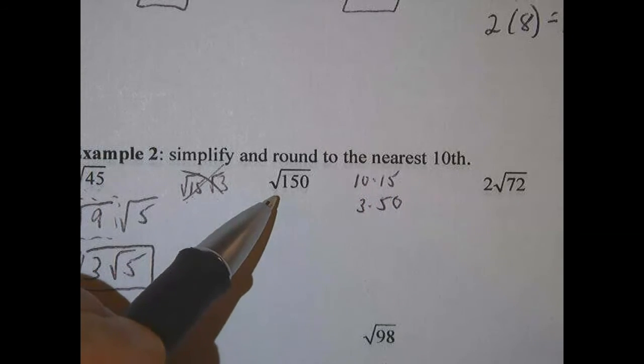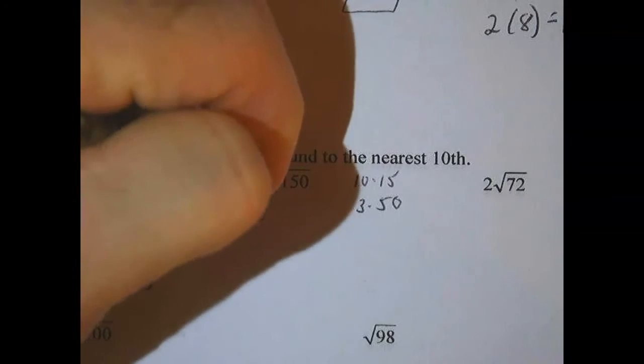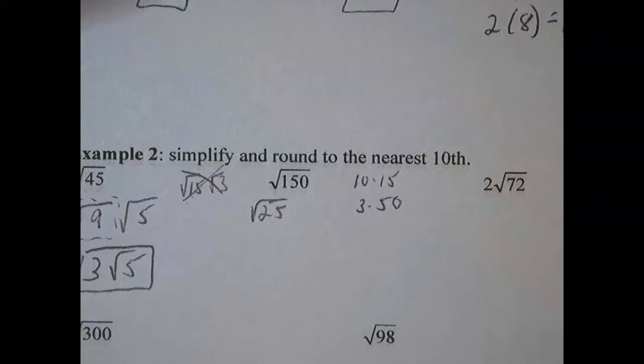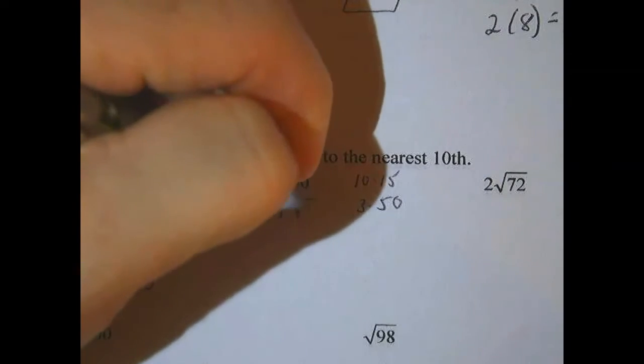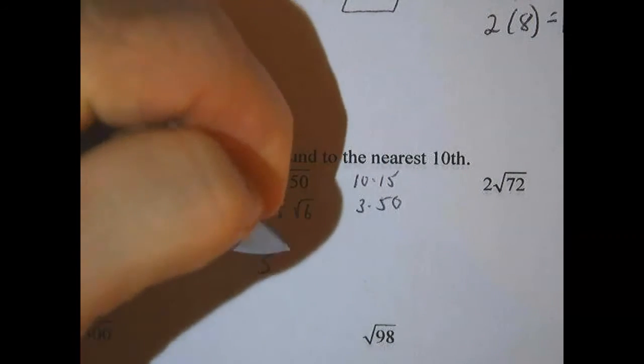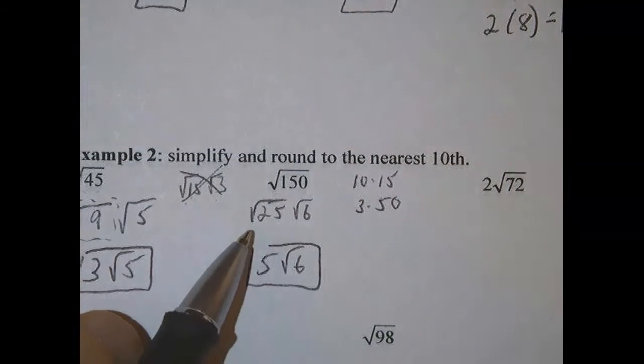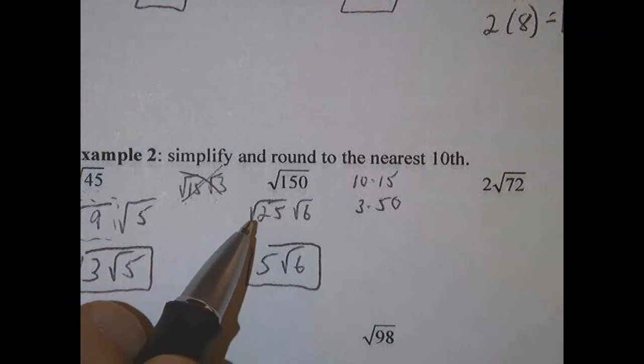But if you know your money, you know the change for 150, you can break it up into quarters, 25s, right? So this is the square root of 25 times how many quarters are there in 150 cents? There's 6 of them, so the square root of 6. Why does that help us? Because the square root of 25 is 5, and this simplifies to 5 rad 6. That's the middle step. Don't forget to show me your middle step when you do your practice.